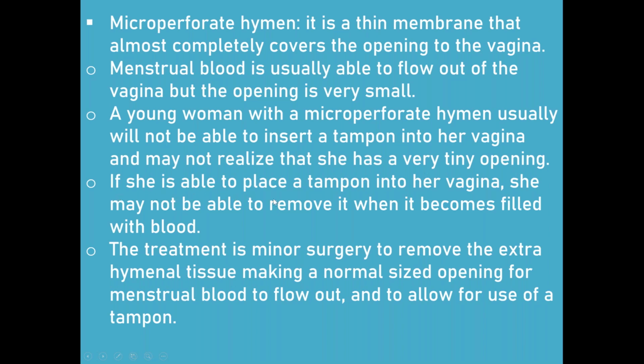If she is able to place a tampon in her vagina, she may not be able to remove it when it becomes filled with blood. So what is the treatment? It is a minor surgery to remove the extra hymen tissue, making a normal size opening for the menstrual blood to flow out and to allow for use of a tampon. This is about the second type.